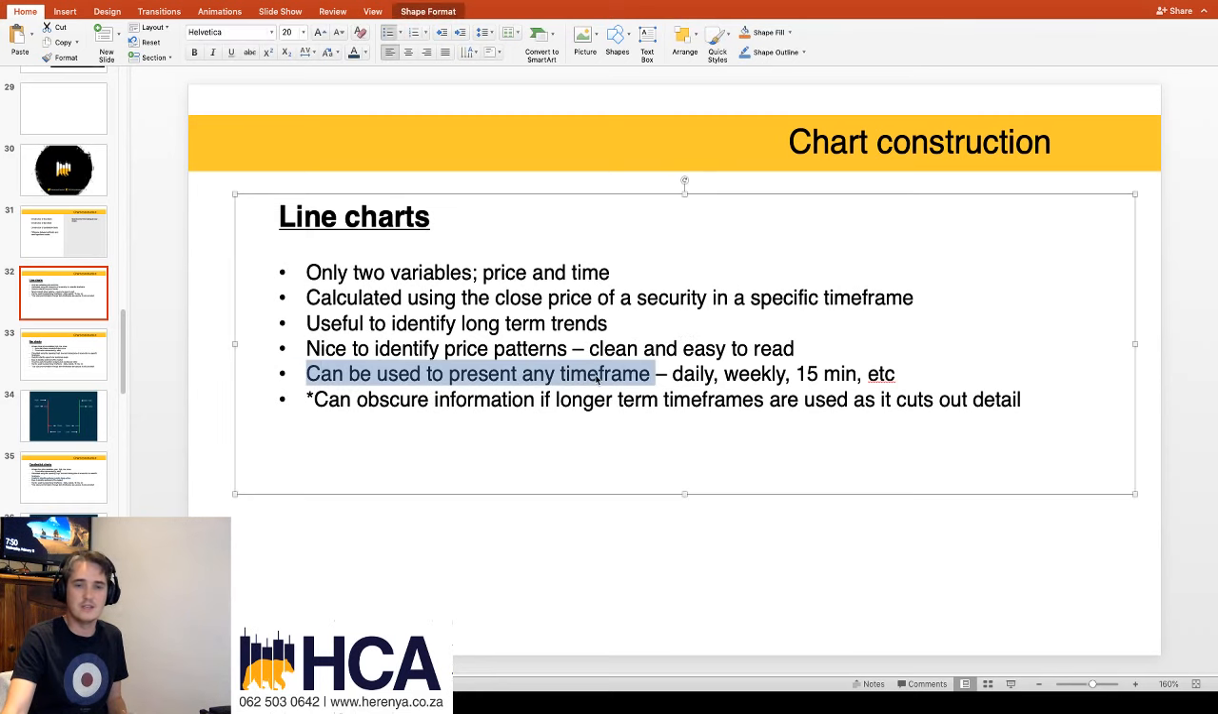You can also use these in any time frame, so you can use daily charts, weekly charts, 15-minute charts. It really is up to you. One of the downfalls is that it can obscure information in longer term time frames, as it cuts out a lot of detail because there's only two data points, right, which is price and time.